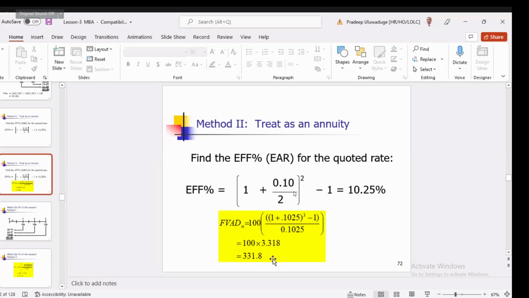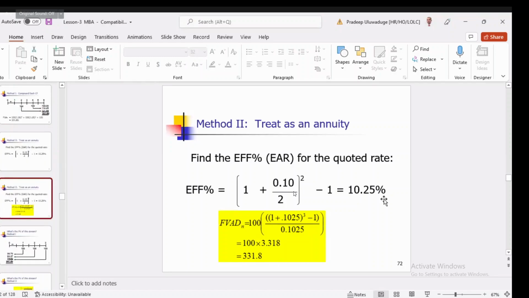It gives us the same answer as we calculated, 331 and 80 cents. So we prove that this calculation is correct. We take the effective rate, apply it as the interest rate so that we can use the annuity formula in the calculation. So we could do it in two ways.